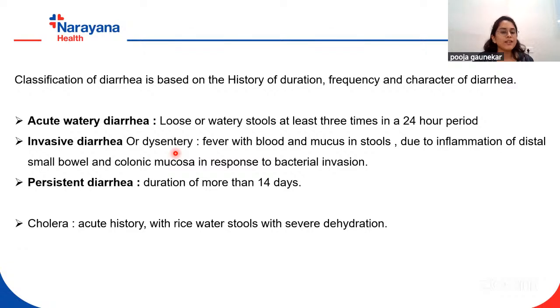Persistent diarrhea will last for more than 14 days. What we need to pay attention to is cholera, which will also have an acute history, and the child will come with very severe dehydration and typical rice water stools.